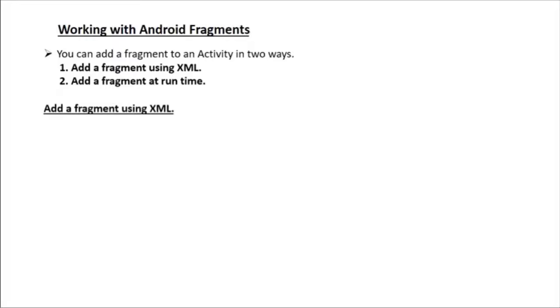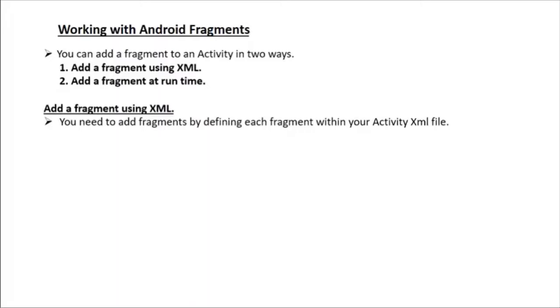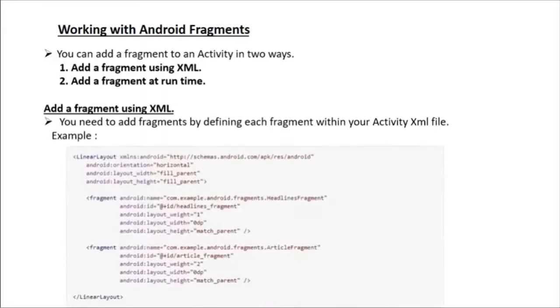First, we can learn how to add a fragment using XML. You need to add a fragment by defining each fragment within your activity XML file. Here is a simple example. This is a layout that contains two fragments. If you want to add a fragment using XML, you need to specify an element called fragment in your layout file. Here the name attribute indicates the class corresponding to that fragment. The first class name is HeadlineFragment, which is the class corresponding to the first fragment. And here we specify an ID for the fragment, and some other parameters like weight, width, and height.